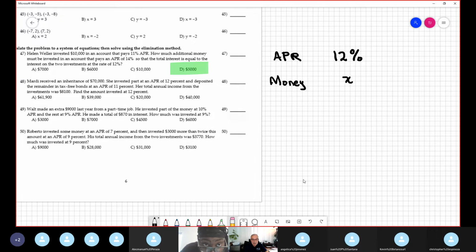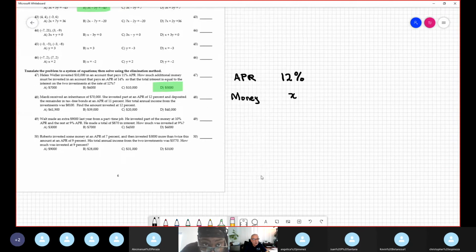So she basically split the money into two accounts, 12 and 11. Not three accounts like the previous example, it's two accounts. I call the other amount Y. But together it is $70,000, and this is my first equation.